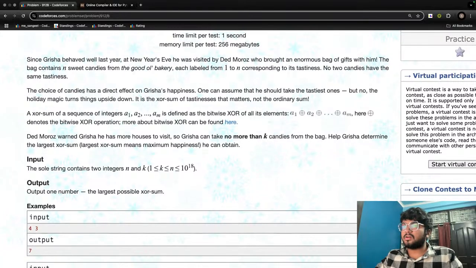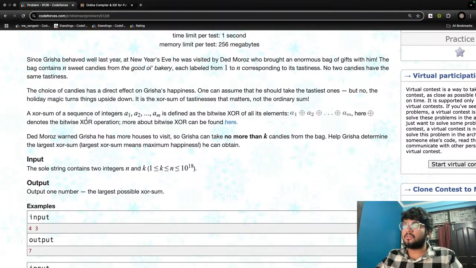The choice of candies has a direct effect on Grisha's happiness. One can assume that he should take the tastiest ones to be more happy. But no, the holiday magic turns things upside down. It is the XOR sum of tastiness that matters, not the ordinary sum. Which means 1 plus 2 plus 3 doesn't matter. 1 XOR 2 XOR 3 matters, and this is how we calculate the total tastiness.